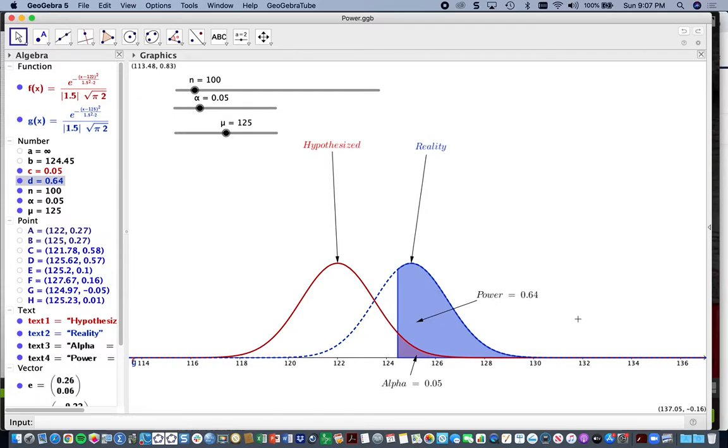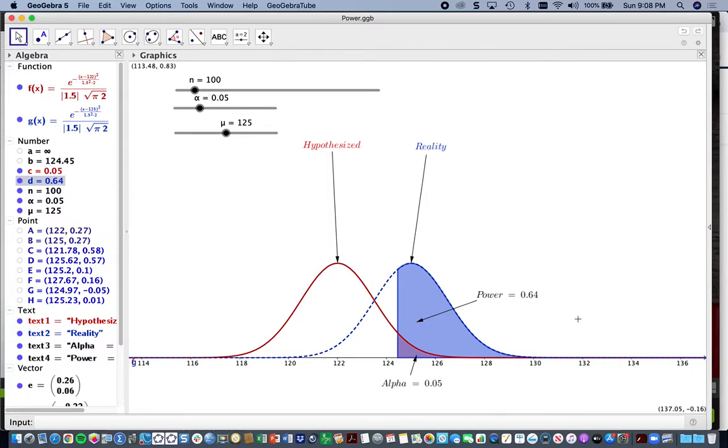That just means that if we were to run this test and the null hypothesis is false, that actually people have high blood pressure, the probability that we're going to make the right decision is about 64%. The probability we're going to make the wrong decision is about 36%.